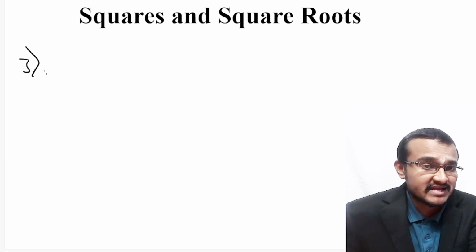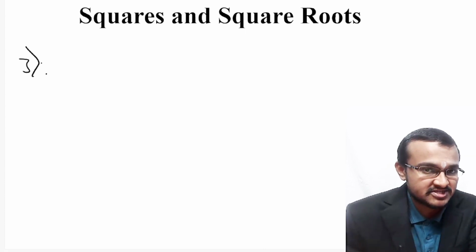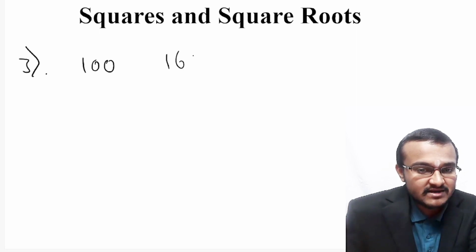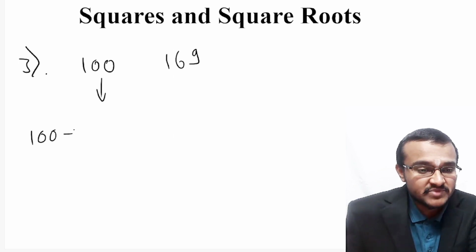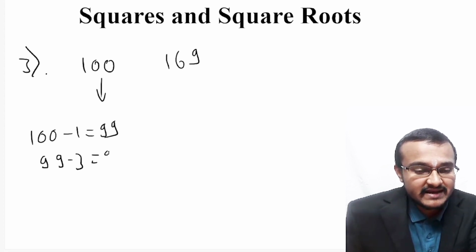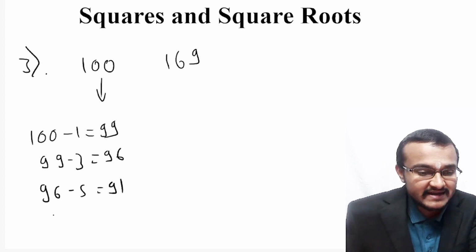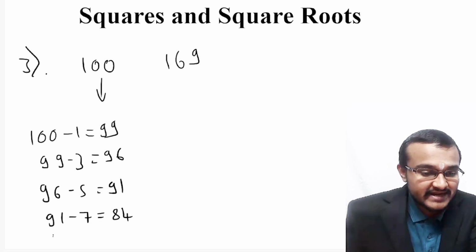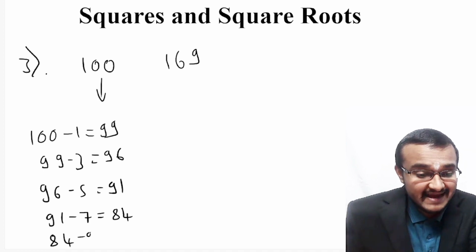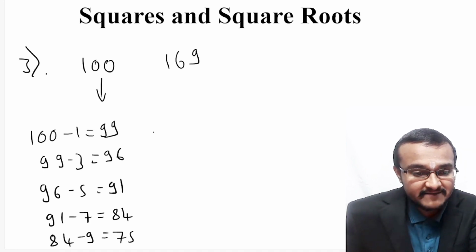Coming to the third question, using method 1, that is by repeated subtraction of odd numbers, you should find the square root of 100 and 169. So if you want to find the square root of 100, you should go on doing repeated subtraction of odd numbers starting from 1. So 100 minus 1 will be 99, 99 minus 3 will be 96, 96 minus 5 will be 91, 91 minus 7 will be 84. So 84 minus 9 will be equal to 75.